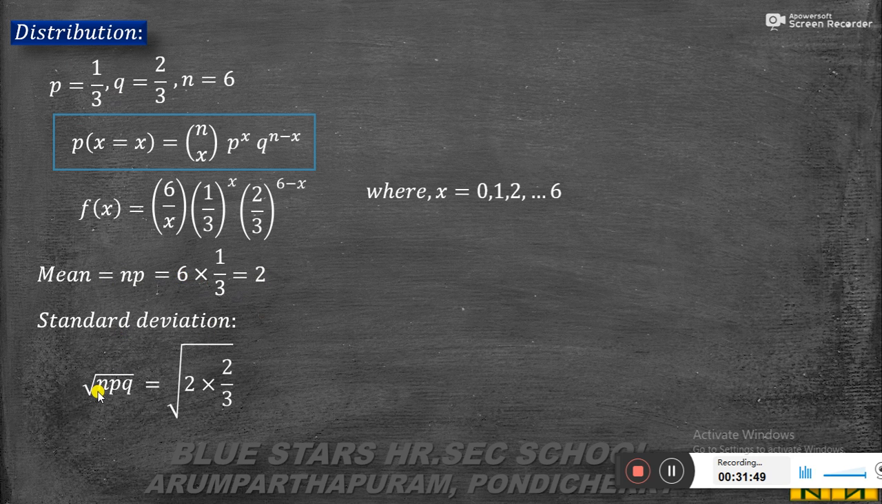Standard deviation. The standard deviation formula is square root of npq, equal to square root of, n equal to 6, so np value is 2, 2 into q value, here q equal to 2 by 3. So the standard deviation is square root of 4 by 3. This is the answer for standard deviation. So in this problem, the distribution is f of x equal to 6Cx, 1 by 3 whole power x, 2 by 3 whole power 6 minus x. Mean equal to np equal to 2, standard deviation equal to square root of 4 by 3.